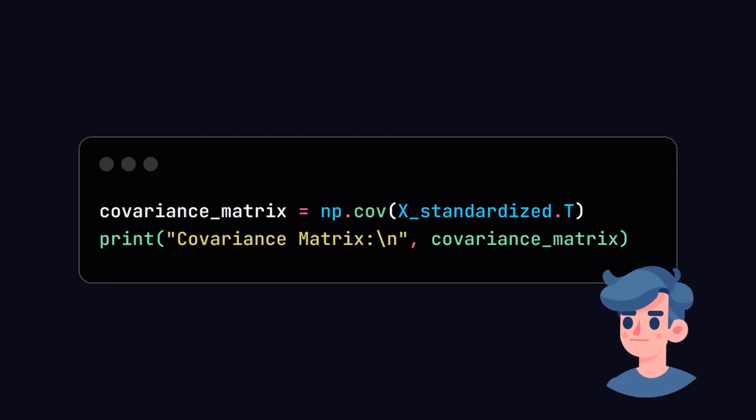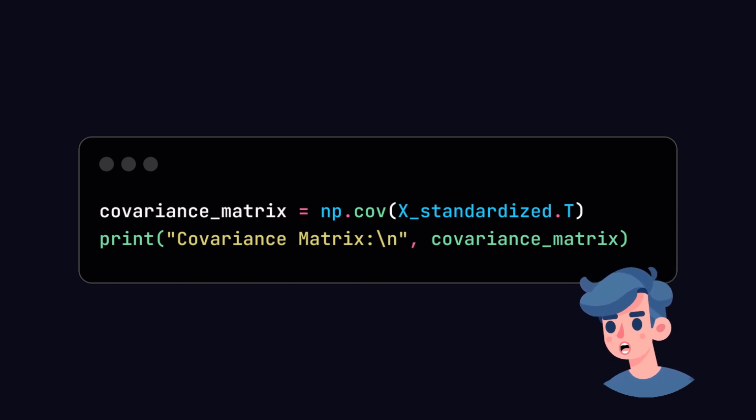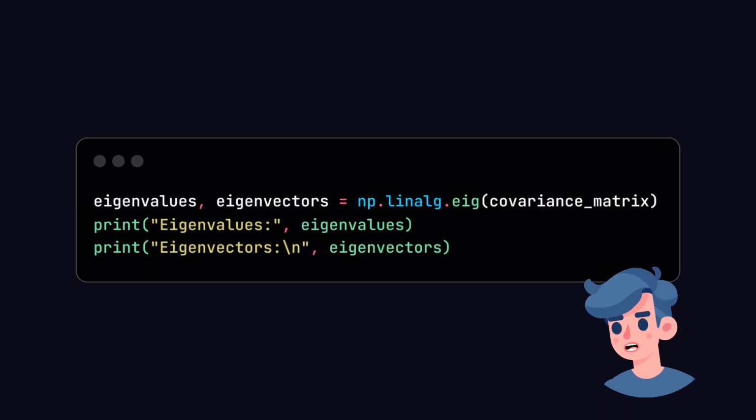Moving on to the next phase, we can now compute the covariance matrix of our standardized data. This matrix will be crucial for determining how our features vary together. In the code, we used NumPy's covariance function to compute the covariance matrix of our standardized dataset. Feel free to check the output in your console.